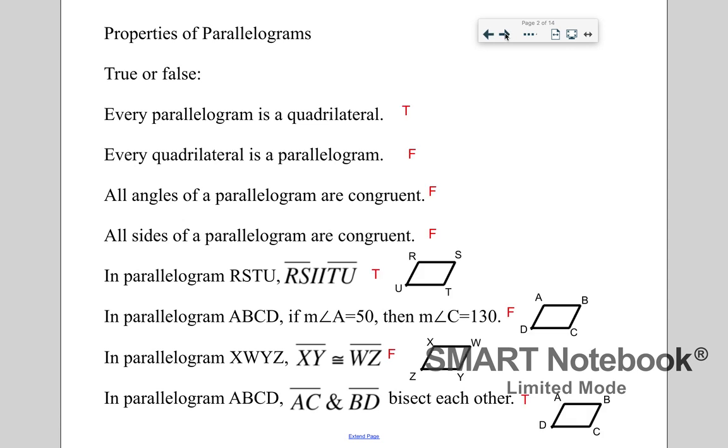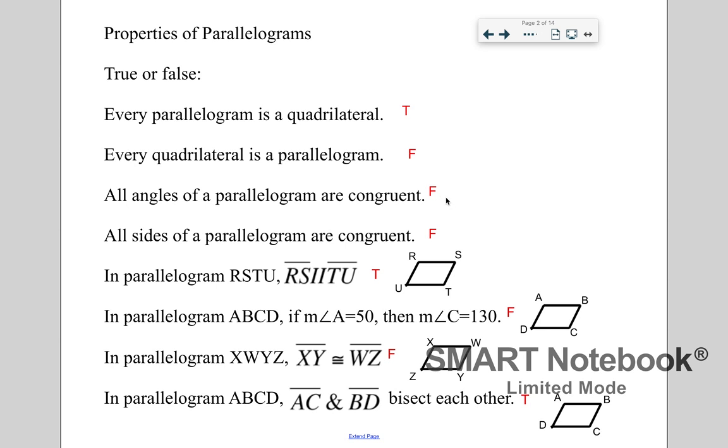Okay, these are the answers. Every parallelogram is a quadrilateral. That is true. Parallelograms all have 4 sides. Every quadrilateral is a parallelogram. That is false. Not every quadrilateral has both pairs of opposite sides parallel.